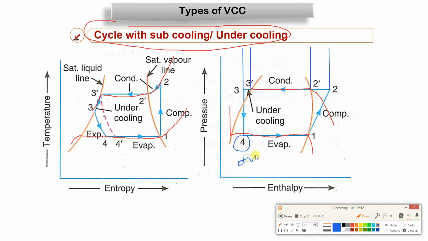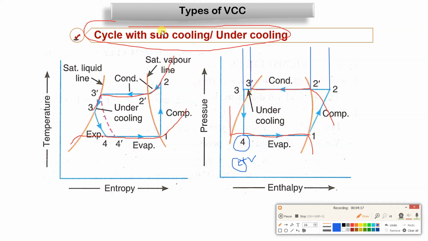Now why is this called an evaporator? Because whatever liquid part is there, it absorbs the heat from the food products or from human beings. If it is an AC, it will be human beings. If a refrigerator is there, then it will be food products. So whatever liquid is there, it evaporates when it takes the heat. That is why it is called an evaporator. And then again the cycle continues from point 1. So this is about the cycle with subcooling or undercooling.